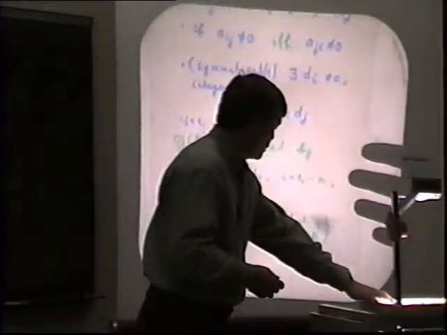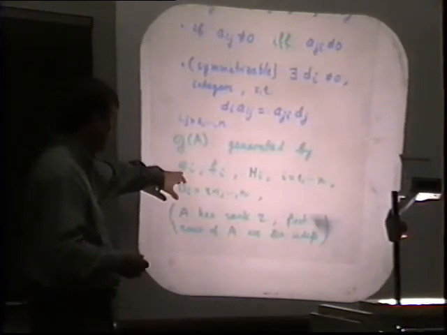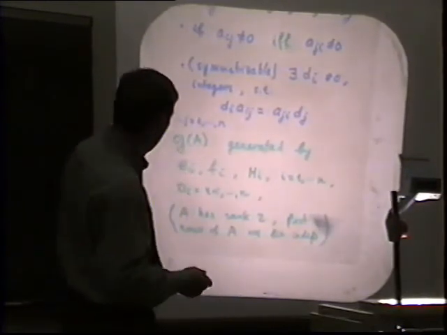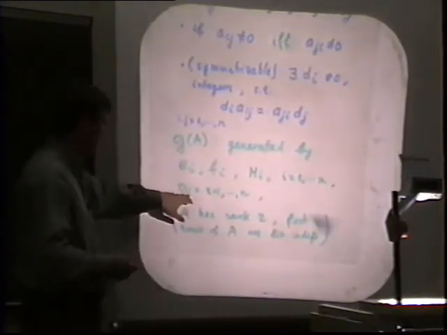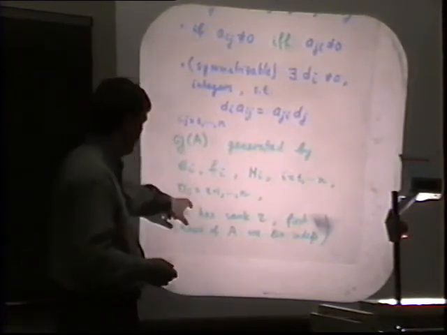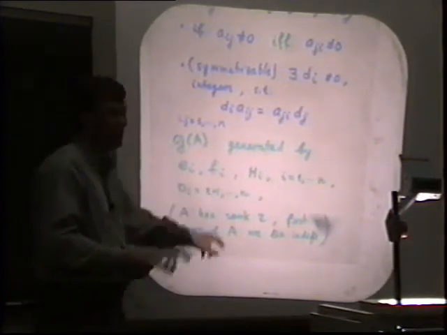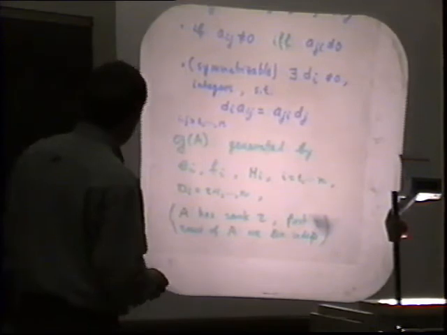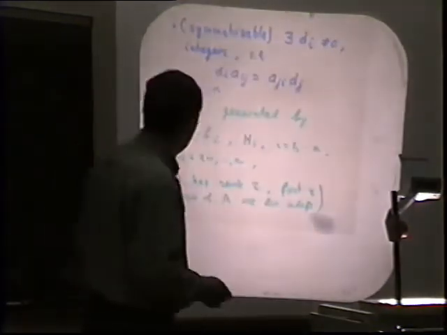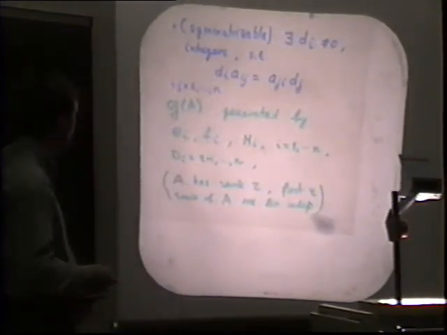Now the Kac-Moody algebra is the following. It's a Lie algebra generated by the elements E_i, F_i, and H_i, where i goes from 1 to n, and another set of elements D_i, where i goes from 1 to n. Here R is the rank of this generalized Cartan matrix A.